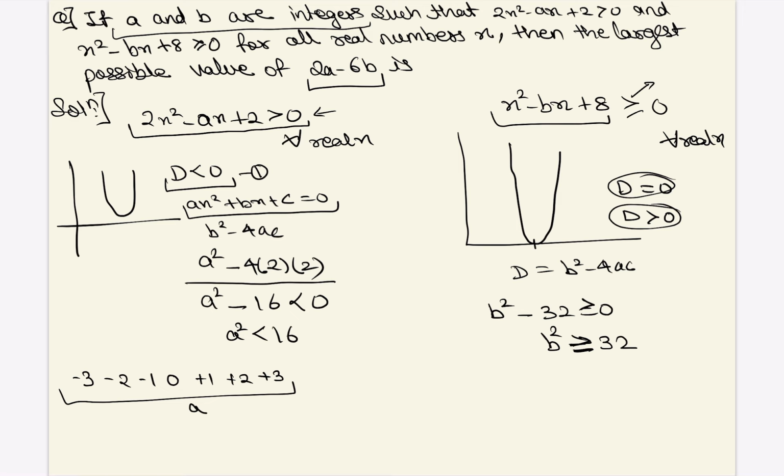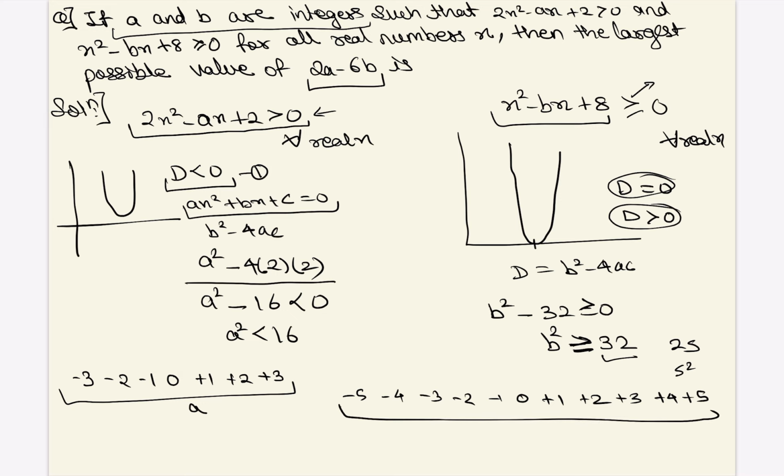Fair enough? When I say that b² is greater than or equal to 32, the values that b can take, because b is an integer, the closest to this is, I think, 25, which is 5 squared, right? More than that, let's see, can we go? 6 squared is 36. So yeah, all the values that b can take are plus 5, plus 4, plus 3, plus 2, plus 1, 0, minus 1, minus 2, minus 3, minus 4 and minus 5. Right? We got the range.